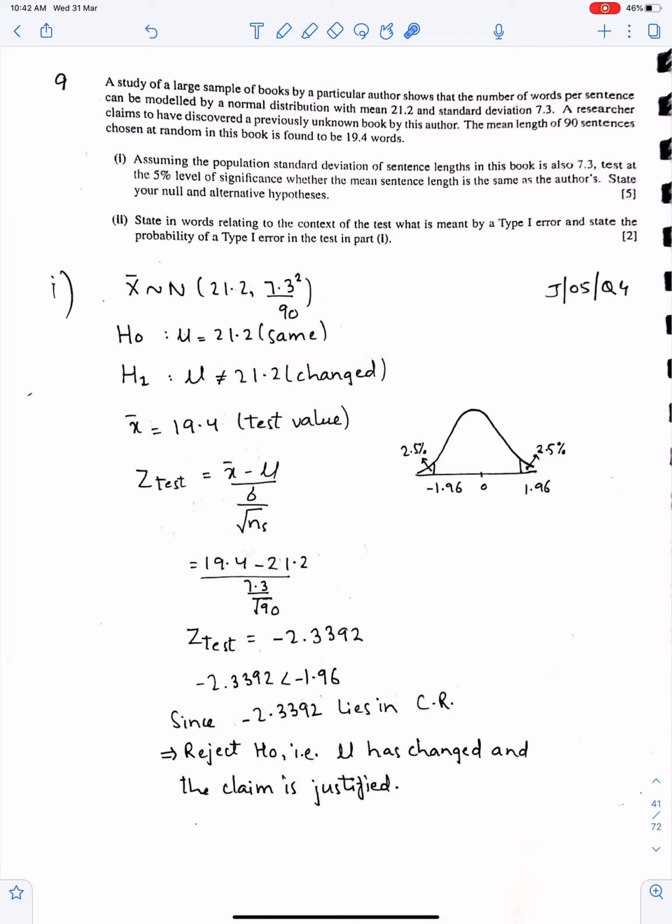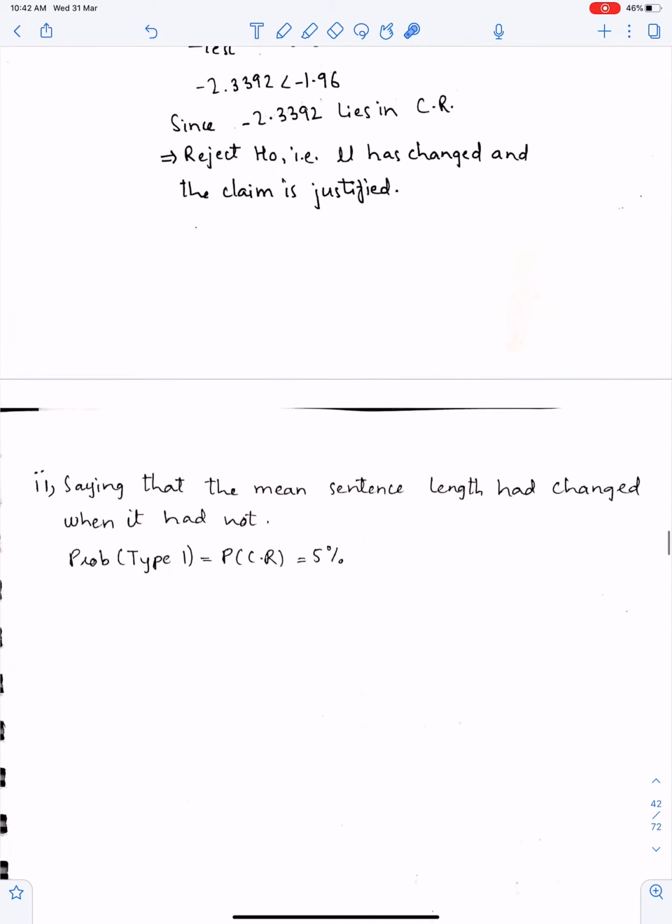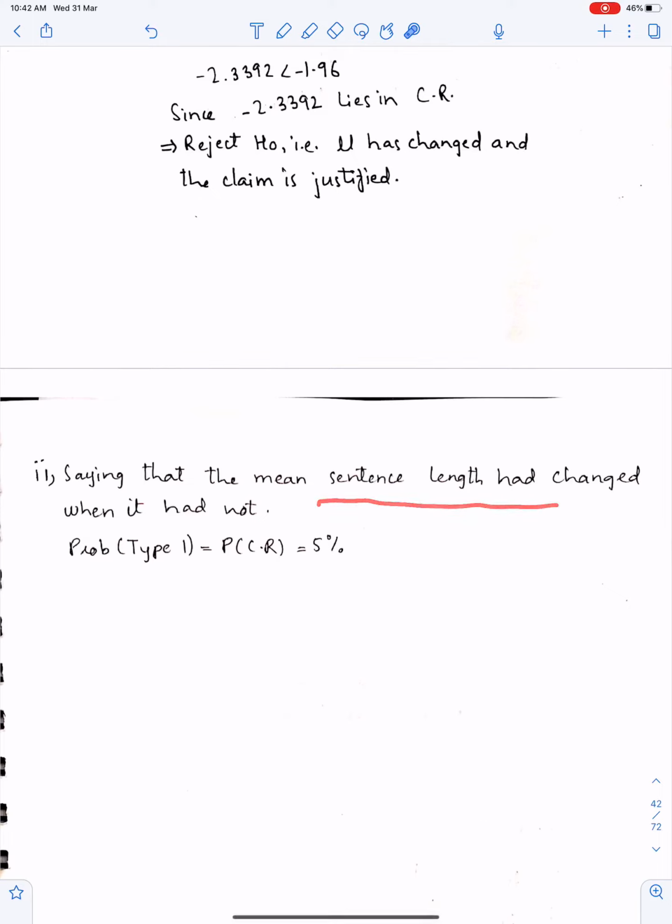Whenever they say in words or in the context, explain what is meant by type 1 error, always explain type 1 error with the help of this information. In this way: concluding that mu has changed when it has not. Saying that the mean sentence length had changed when it has not. Mean means mu. Mu had changed when it had not. And the probability of type 1 error is the probability of the critical region, which is always alpha percent in the normal distribution case.